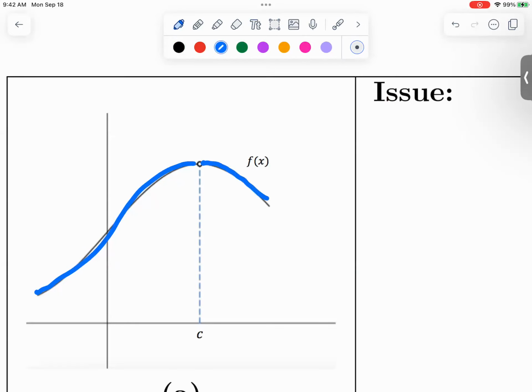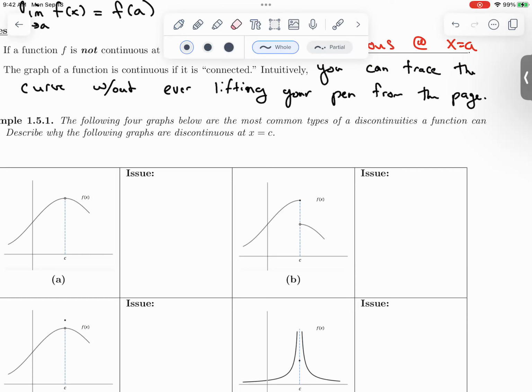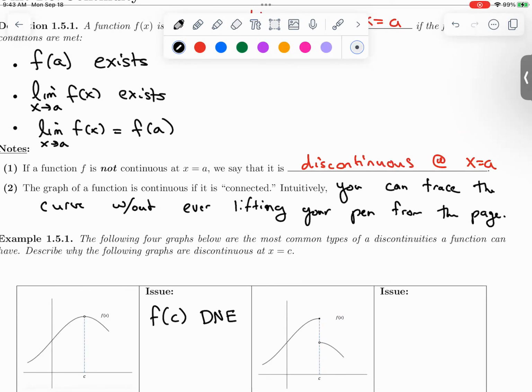Yep, f of c does not exist. The limit exists, right? We don't know what the value is, like the graph isn't drawn to scale, so we don't know what that y value is. The limit exists, but the function does not exist there. So the first condition is broken. In fact, also the third condition is broken because you can't have the limit equaling the function if the function doesn't exist there, right? But it is enough to just say f of c does not exist.